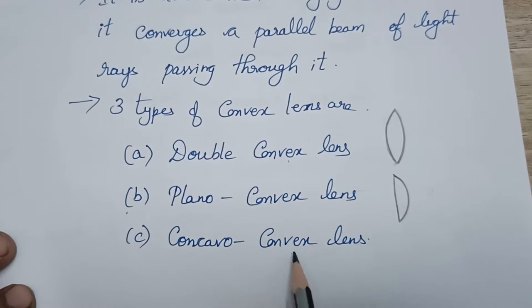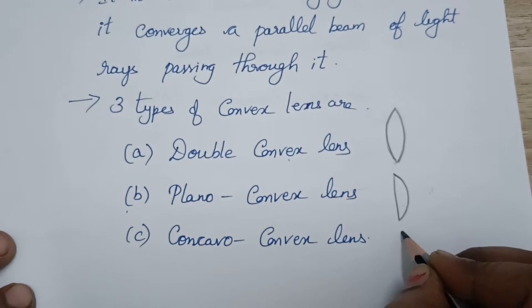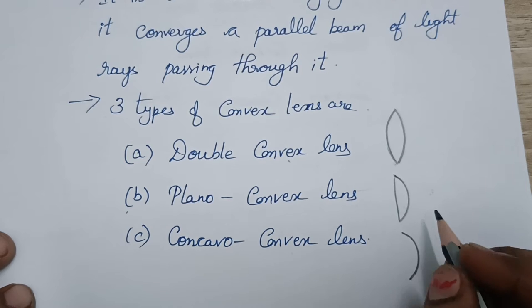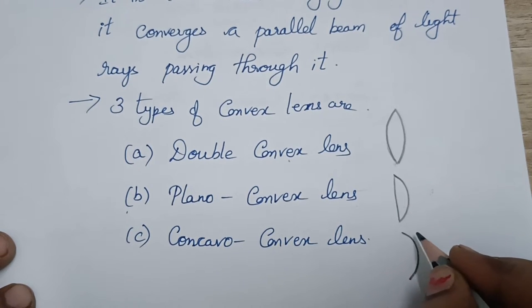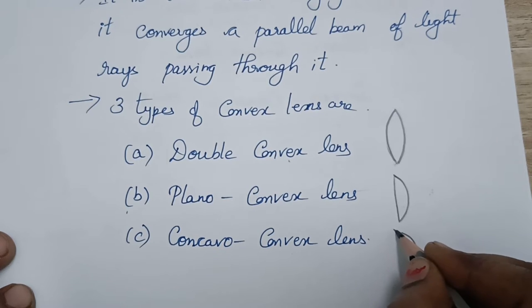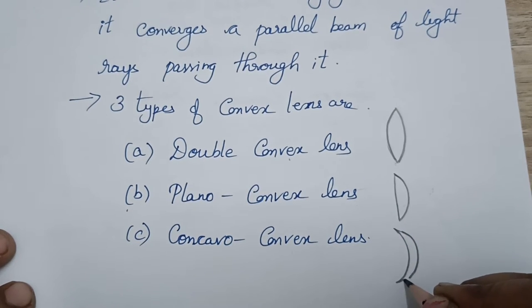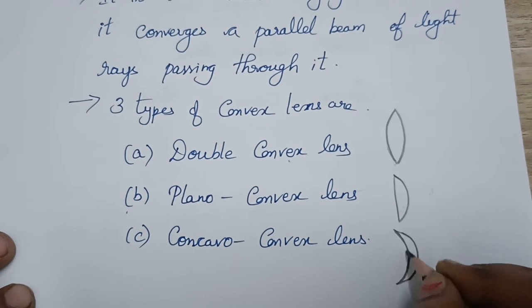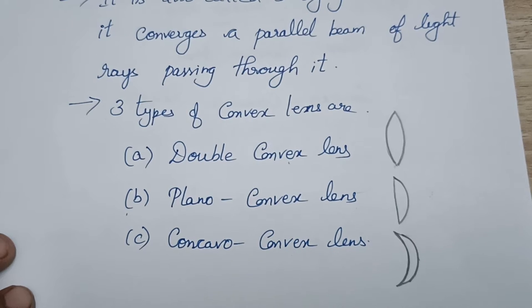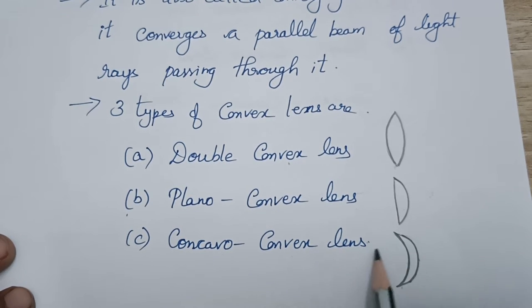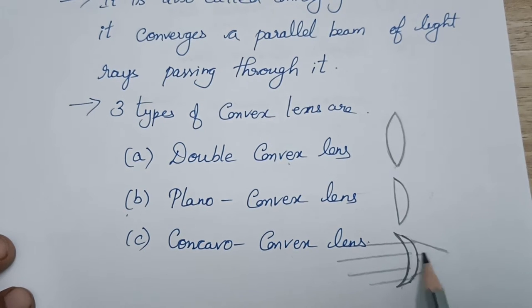And concavo convex lens means your convex part is here, and I can draw it like this. Here this is concave, curved inwards, and this is convex, curved outwards. The net effect of this lens will also be to converge all the rays. When a parallel beam of rays passes through it, it will converge all the rays. So finally, it is called a convex lens.